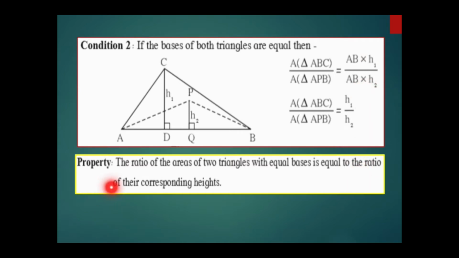So from this we say the ratio of areas of two triangles with equal base is equal to the ratio of their corresponding heights. That means when two triangles are given, if their base is same and we have to find the areas or ratio, then we find the ratio of their heights only.